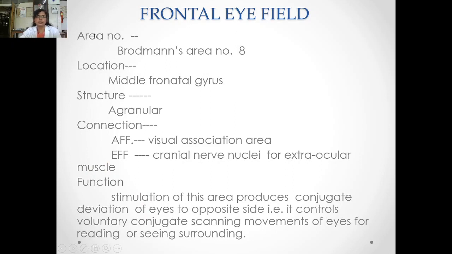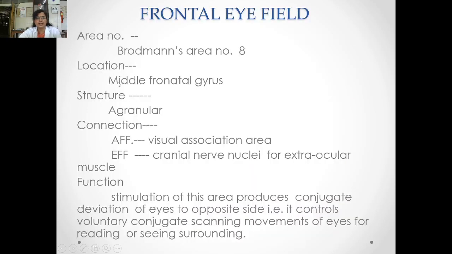Then we will see another area, called the frontal eye field. This frontal eye field is Brodmann's area number 8. Location: it is present in the middle frontal gyrus.